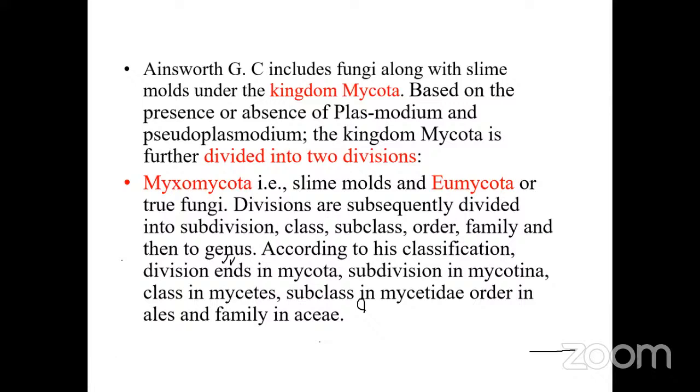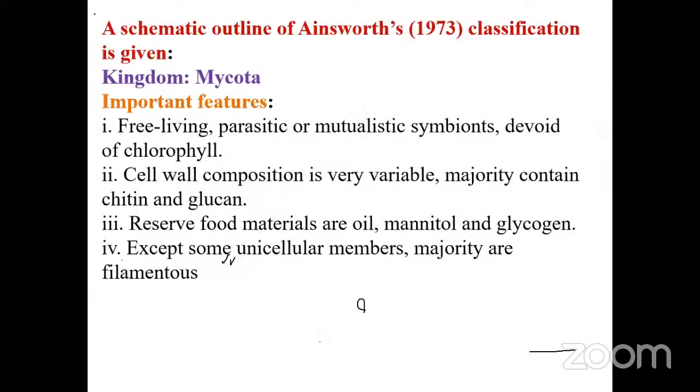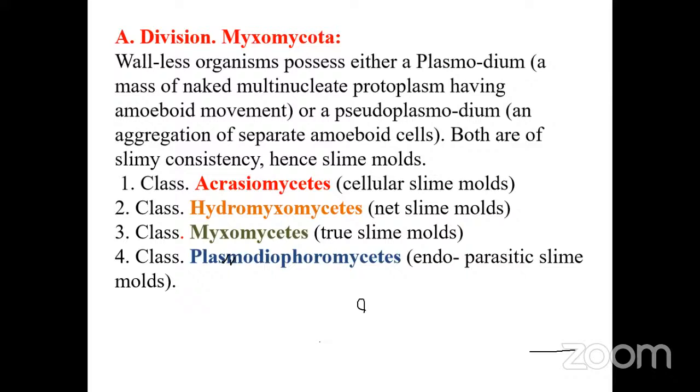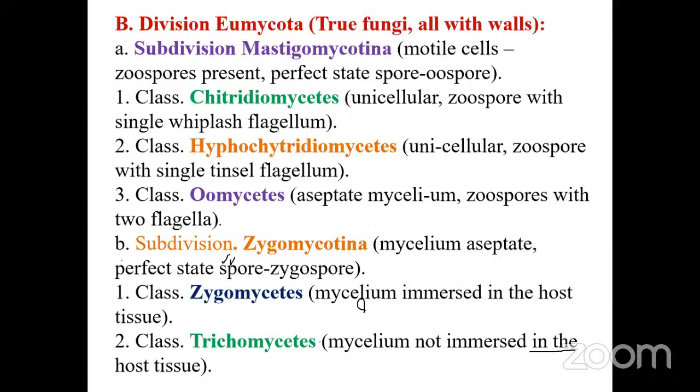Myxomycota, we also call slime molds, gelatinous molds. The Myxomycota division is divided into four: Acrasiomycetes, false fungi, cellular slime molds; Hydromyxomycetes, net-like slime molds with net-like structures; Myxomycetes, the actual true slime molds; and Plasmodiophoromycetes, endoparasitic slime molds, which grow inside the host. And then next are the true fungi, which have the cell wall. These are all eukaryotes, divided into Mastigomycotina, zoosporic fungi, in which zoospores are present.